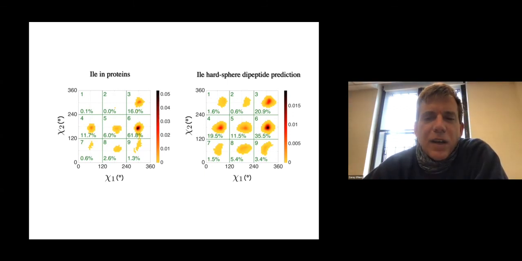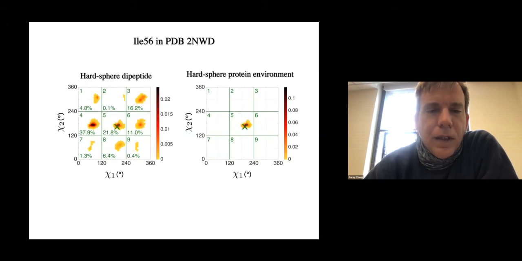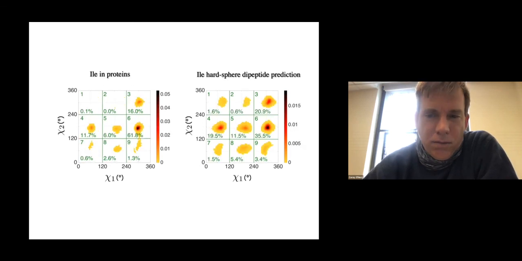And what we believe will happen is that we'll be able to predict the experimental probabilities more exactly if we look in the context of the protein. Okay, and so that's what we do. So here I switch to an isoleucine. Sorry, yeah, I'm still looking at an isoleucine.